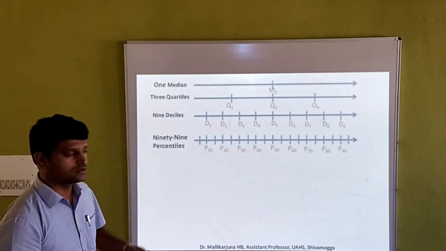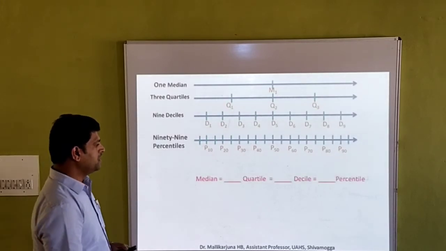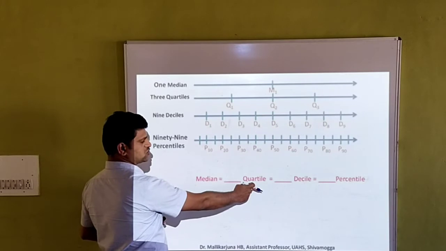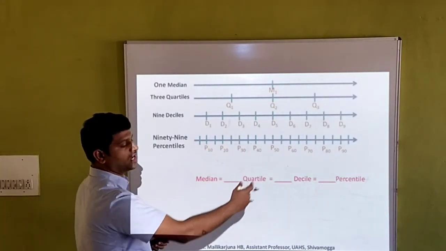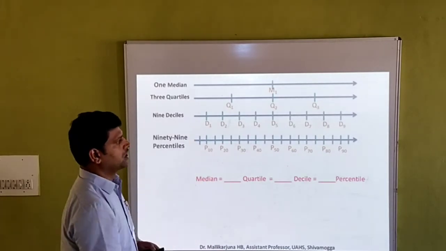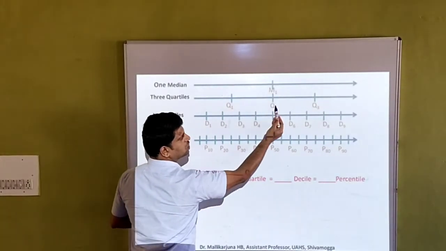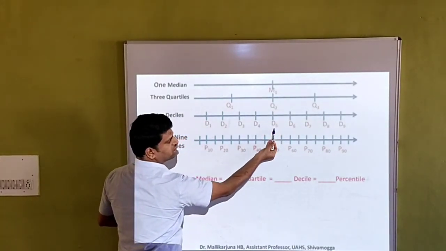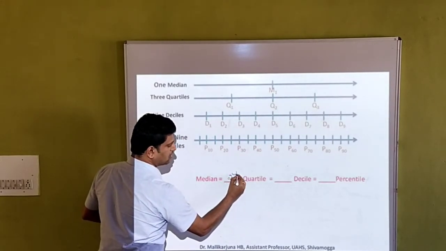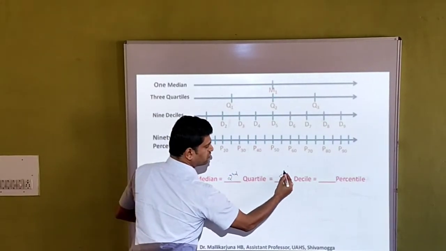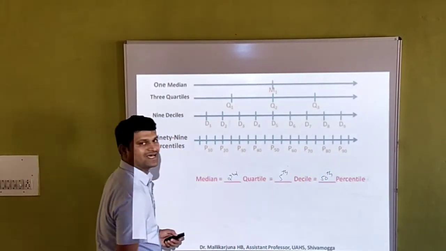So I have taken the same symbols and explanations. Median is equal to dash quartile, dash decile and dash percentile. So which quartile, which decile and which percentile? Based on this diagram, what I can say is the median is equal to the second quartile, fifth decile and 50th percentile.